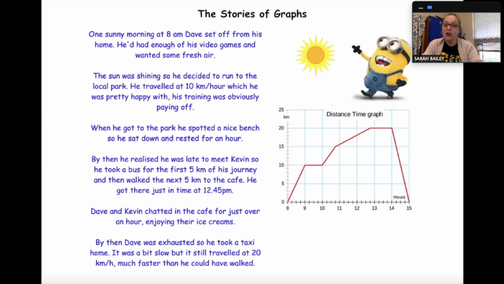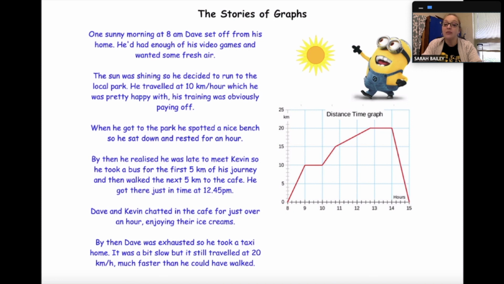One sunny morning at 8 a.m., Dave set off from his home. He'd had enough of his video games and wanted some fresh air. The sun was shining, so he decided to run to the local park. He traveled at 10 kilometers an hour, which he was pretty happy with. His training was obviously paying off. When he got to the park, he spotted a nice bench, so he sat down and rested for an hour.